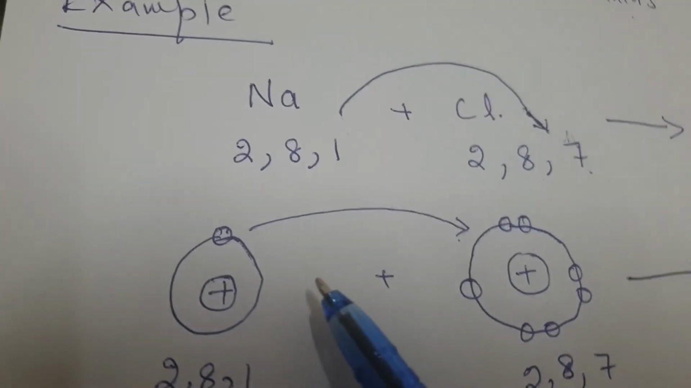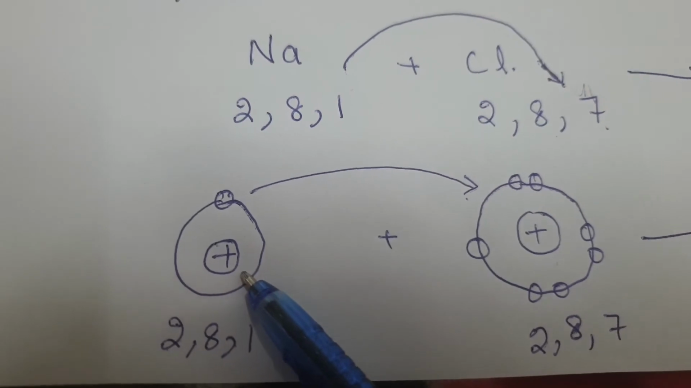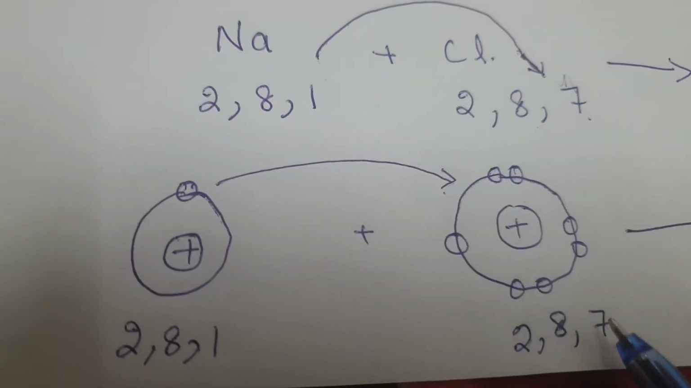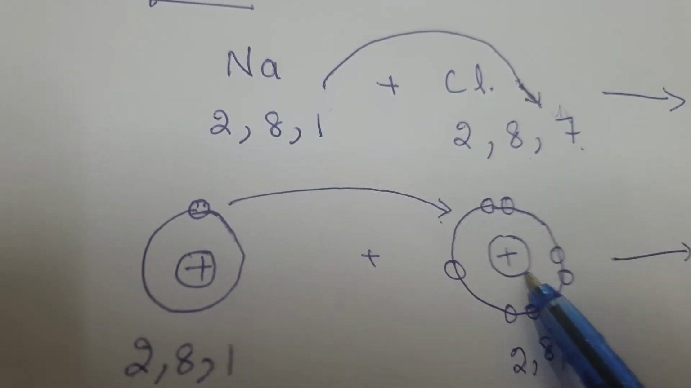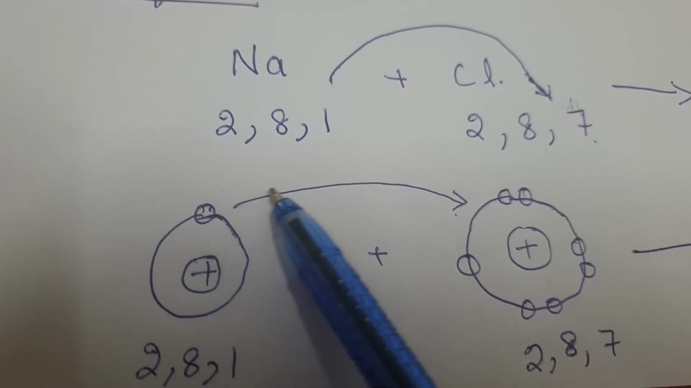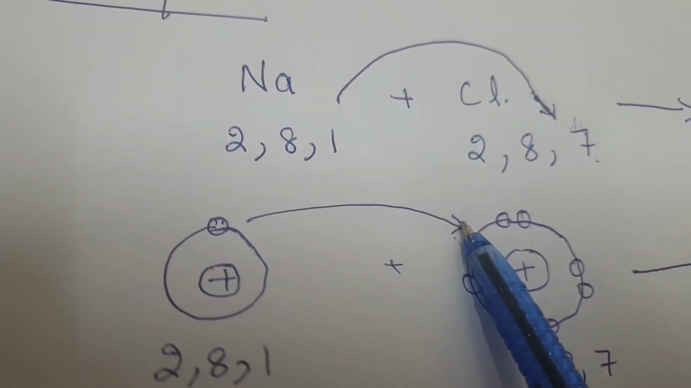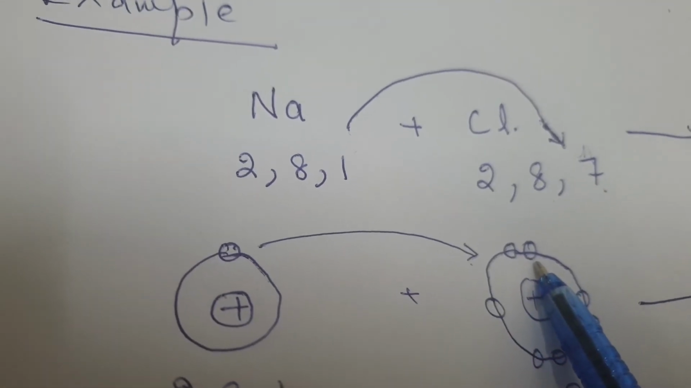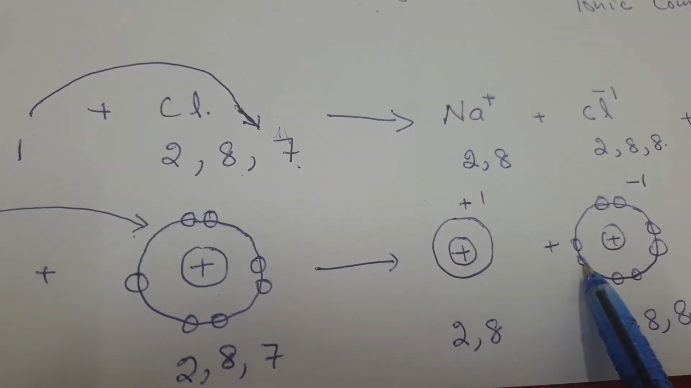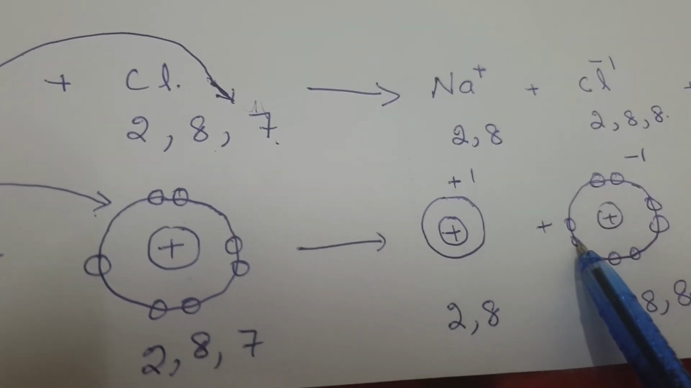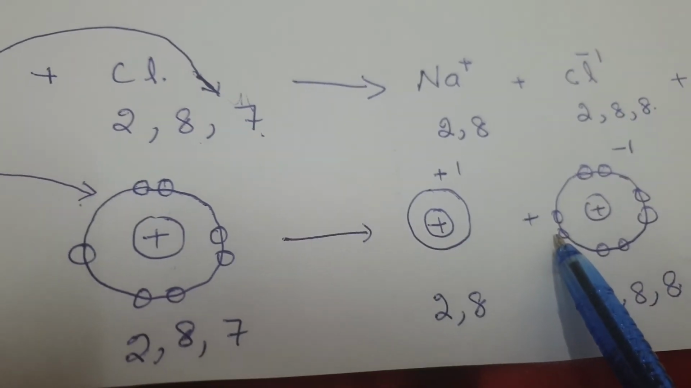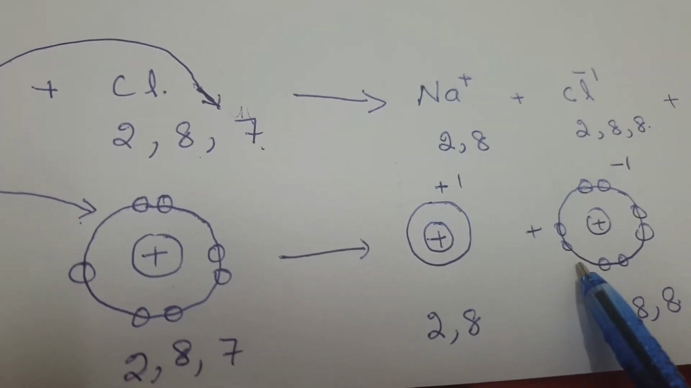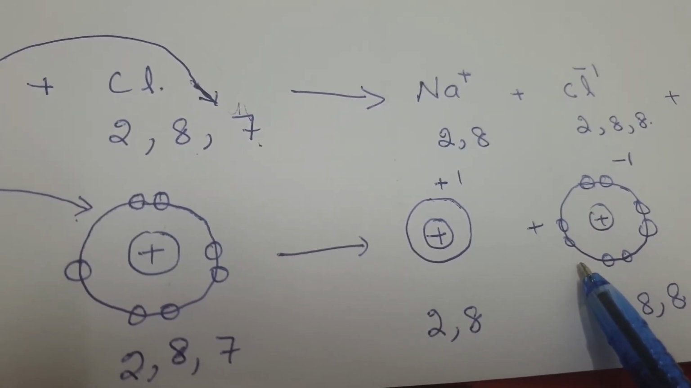If you look at this structure, in the last shell there is only 1 electron in sodium, and in chlorine there are 7 electrons in the last shell. So what will happen? Sodium will lose 1 electron, or donate 1 electron, and chlorine will accept 1 electron, and then they will make a bond between them that is called ionic bond, and they will form a compound that is called ionic compound. The example explained is the formation of sodium chloride, that is table salt.